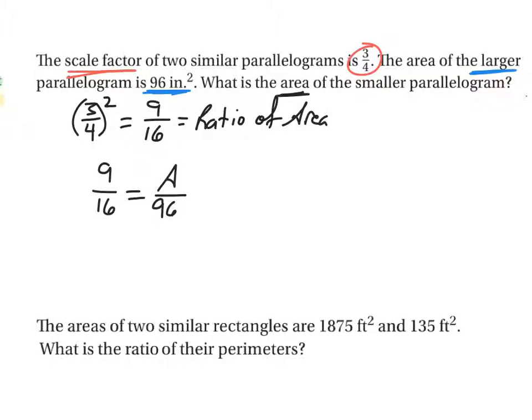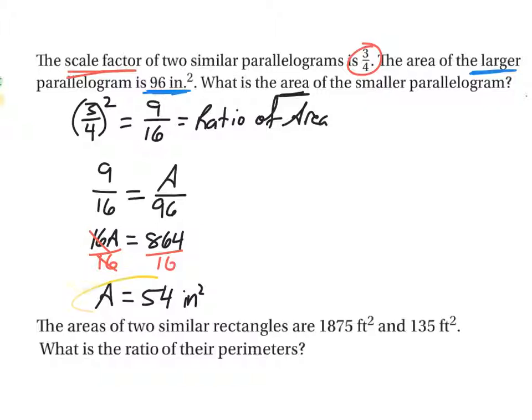Okay, and so I'm looking for the area of the small parallelogram. Cross multiply, I get 16a equals 9 times 96. 864. Okay, well, I got to divide that by 16. And so what do I get for my area? 54, and I need units here, right? Square inches. Okay, questions?